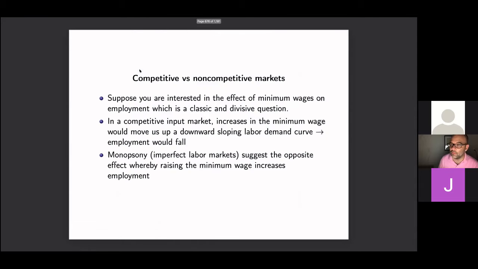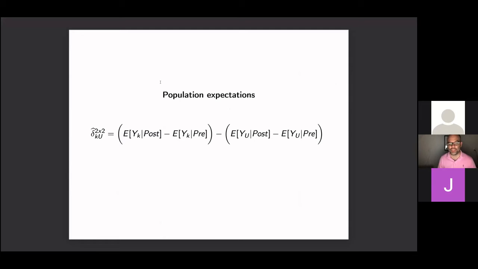it's very common. There are a few ways you can calculate the 2x2. You can use the sample averages. You just need four data points, right? 1, 2, 3, 4. You can just use the sample averages, or two, you can use OLS.